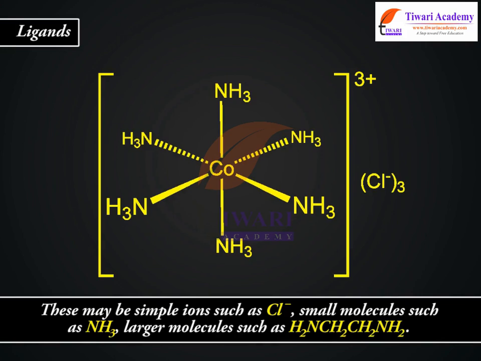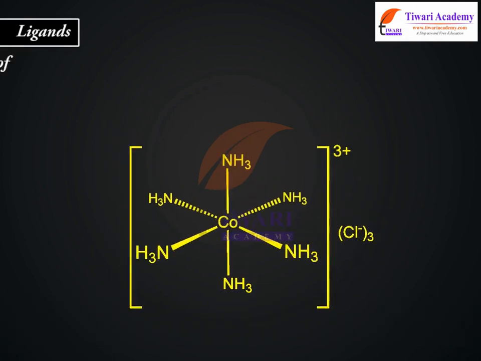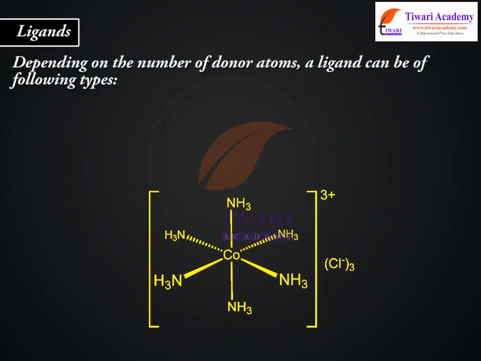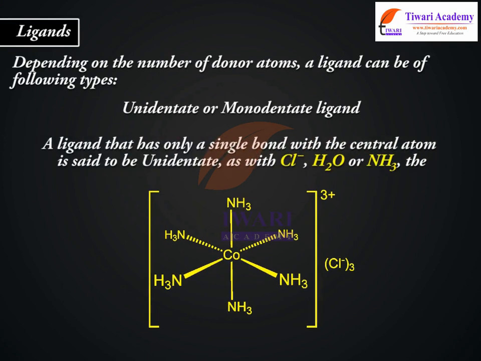H2NCH2CH2NH2. Depending on the number of donor atoms, a ligand can be of following types: unidentate or monodentate ligand. A ligand that has only a single bond with the central atom is said to be unidentate, as with Cl-, H2O or NH3.